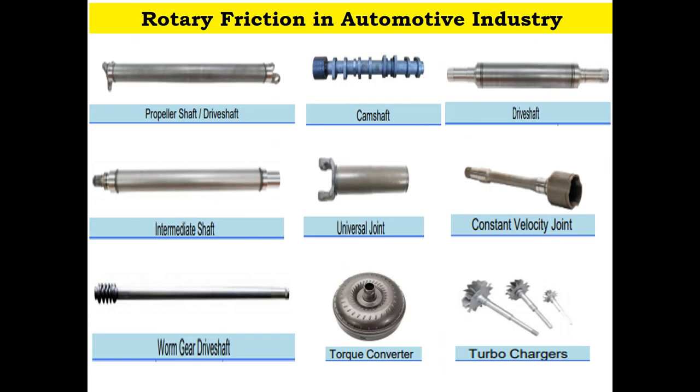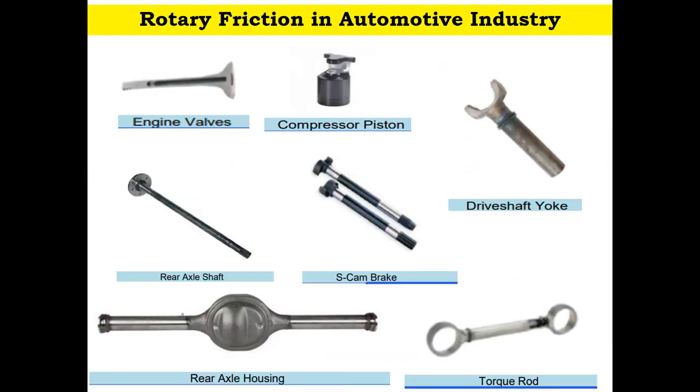These are the parts which can be produced by using rotary friction welding, which is widely used in the automobile industry. The first picture shows the propeller shaft and drive shaft, also produced by the rotary friction welding technique. Next one is the camshaft, and then the third one is the drive shaft, intermediate shaft. These are the applications when we prefer cylindrical components for going for the rotary friction welding technique.